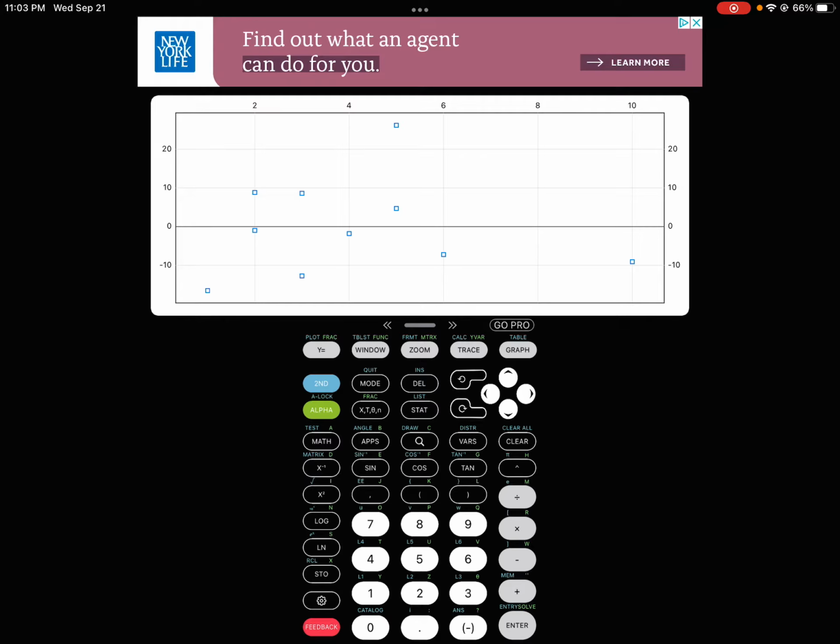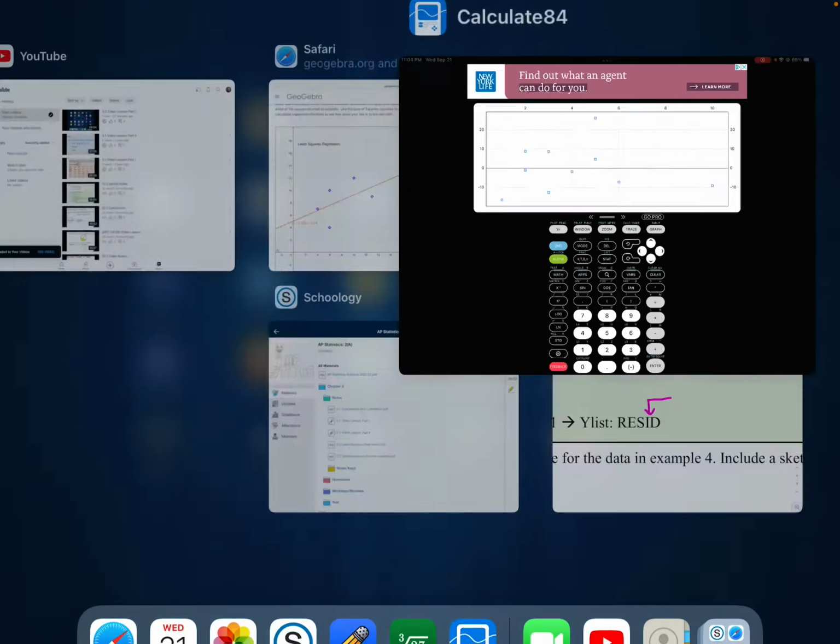And as we look at that residual plot, we can see that there's no pattern. We have one high residual in the middle, but we don't have a continuous pattern. Most of our residuals are pretty close to the line. Therefore, a linear model seems to be appropriate.